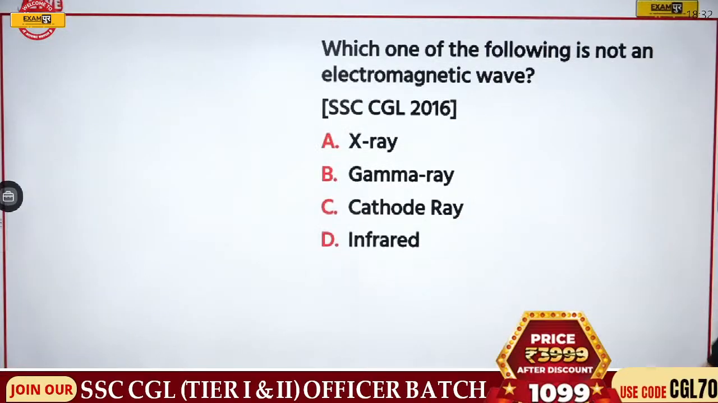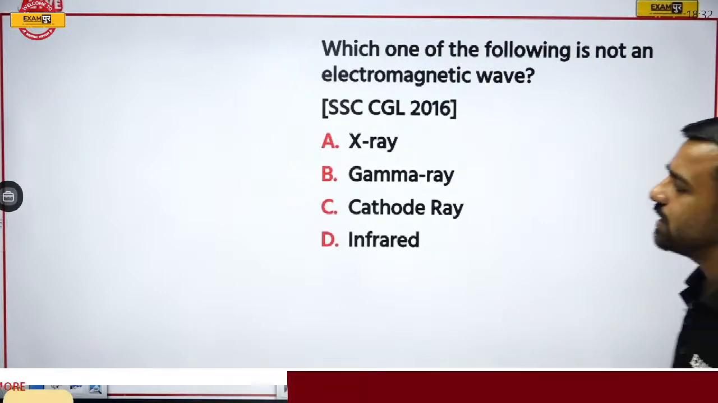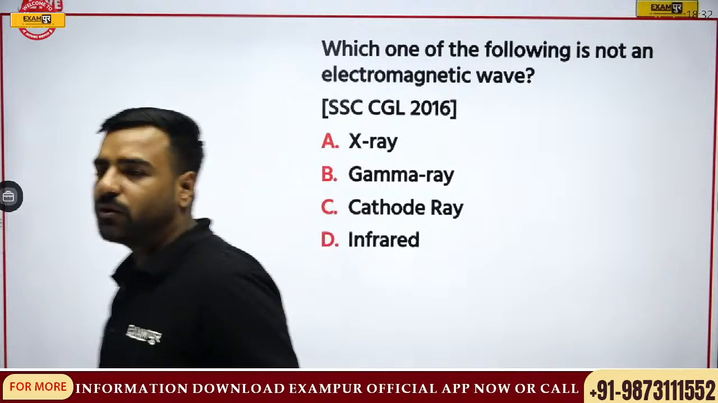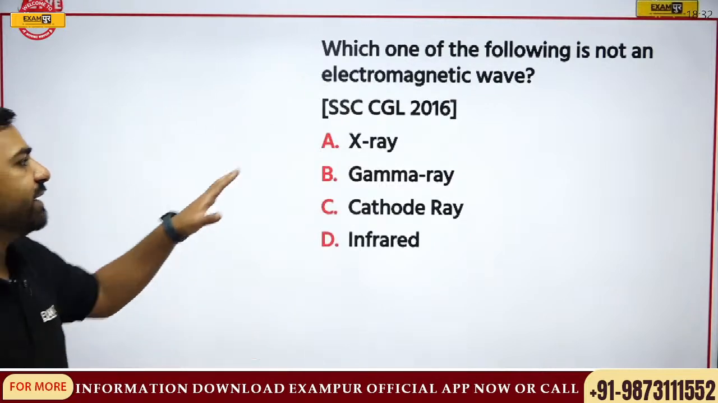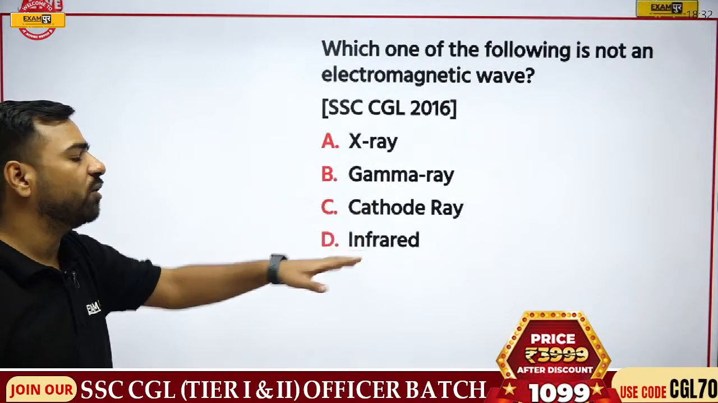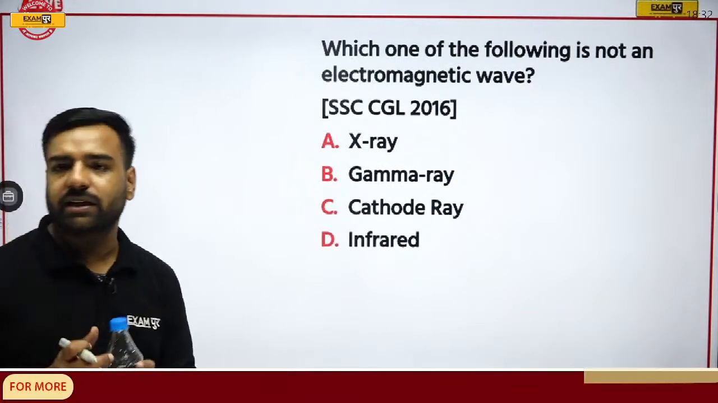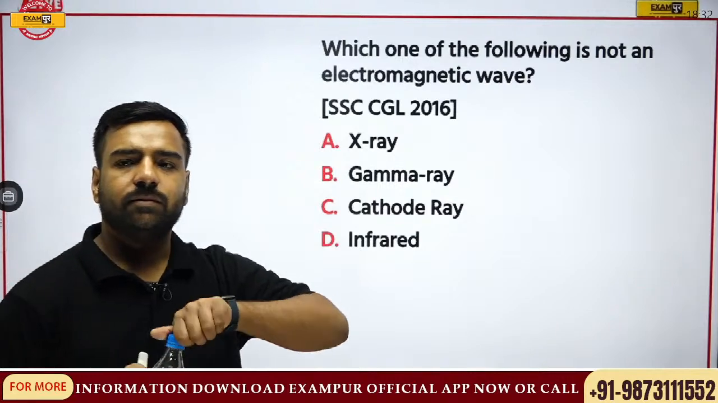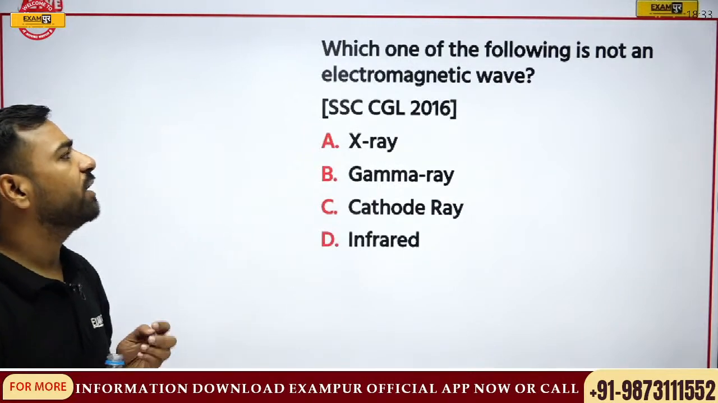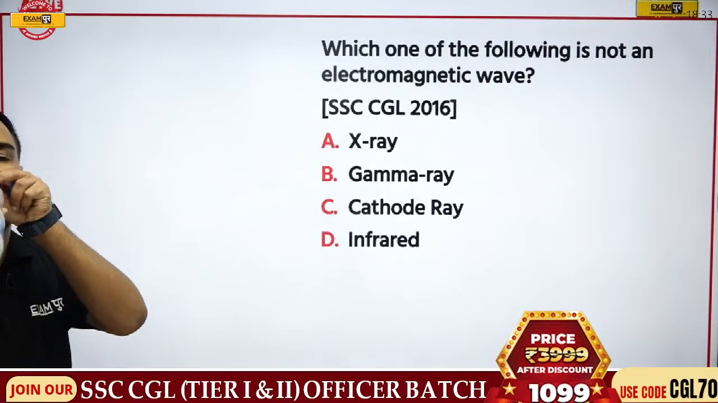Yeah, what's the next question? Which of the following is not an electromagnetic wave? Now this is again from CGL. Is it X-ray, gamma ray, cathode ray, or infrared ray? What will be the correct answer? Answer please. Which of the following is not an EM wave?